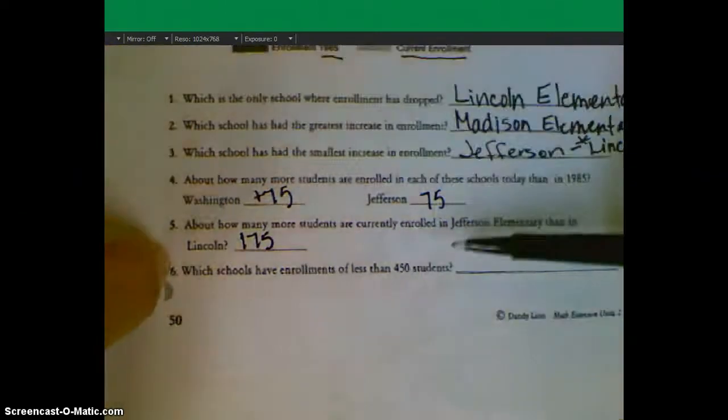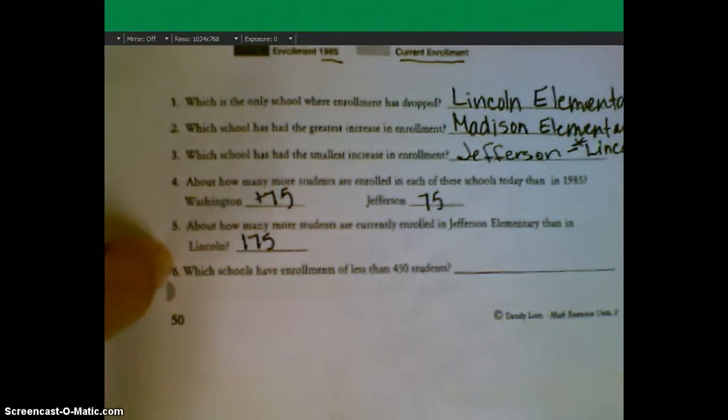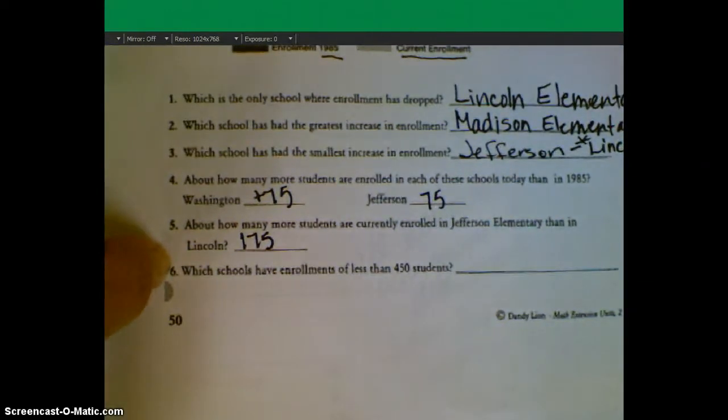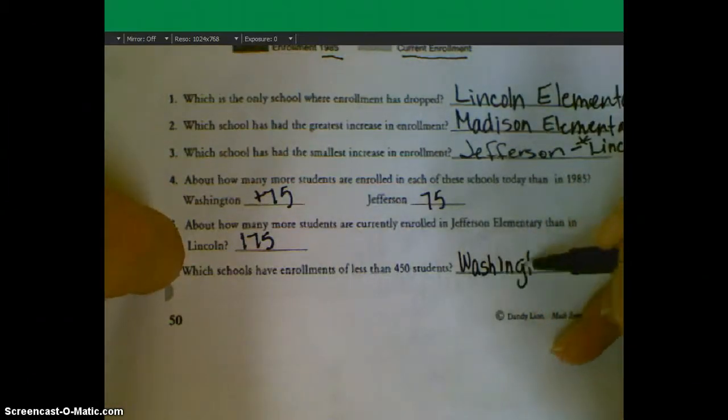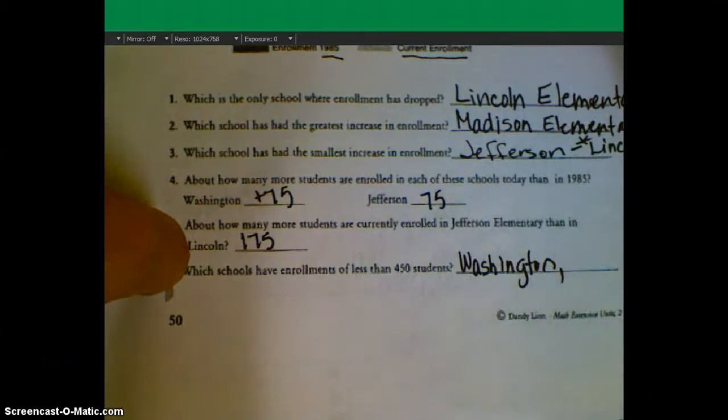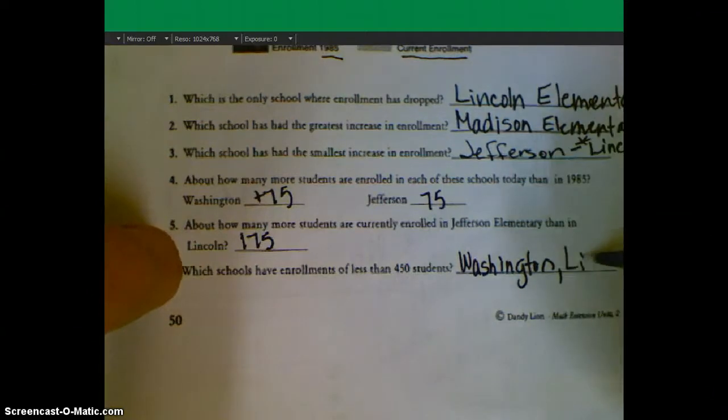And then it says, which schools have enrollment of less than 450? So let's find our 450. Which ones have enrollment of less? And it looks like we've got Washington is less. Make sure you're capitalizing. Washington is less than 450, and Lincoln is less than 450, and so is Kennedy. Make sure you're capitalizing all of those. Thanks for working with me today.